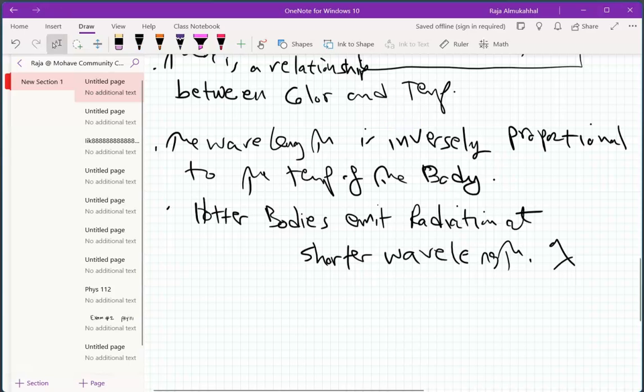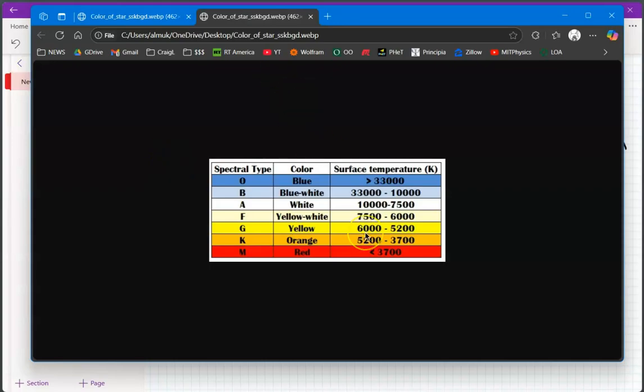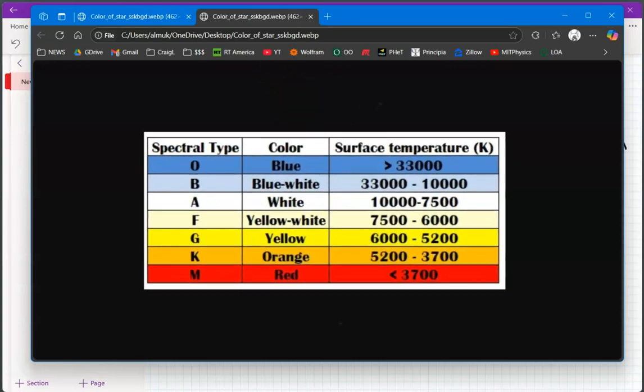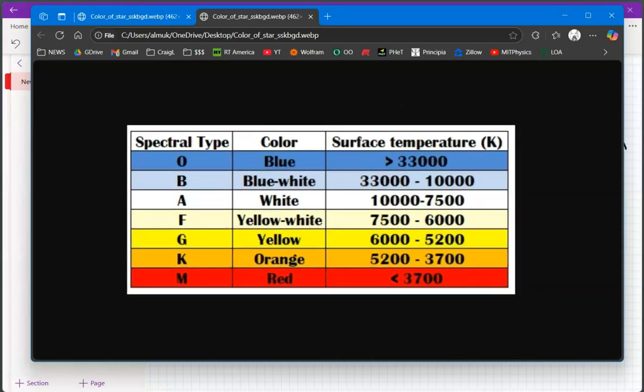I've seen a table here. There it is. Let me just make it bigger. Notice here, this is the color. Look at, for example, the blue color. The temperature of it is 33,000 Kelvin. Bluish, whitish is that. Let's say yellow color between 6,000 and 5,200. Red color, which is kind of the warmest, if you will, or the coolest, if you will, is 3,700. So compare red color to blue color. The blue color is the hottest of all these three. And these are the spectral type.